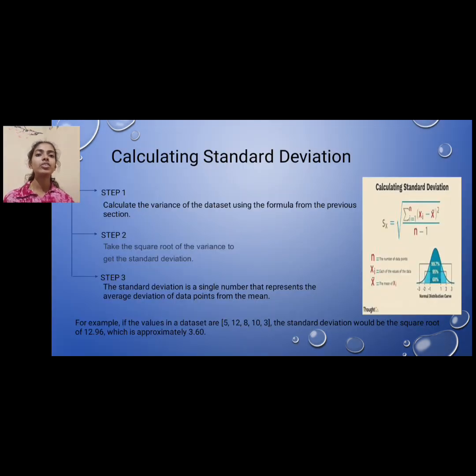Calculating standard deviation. Calculate the variance of the dataset using the formula from the previous section. Take the square root of the variance to get the standard deviation. Standard deviation is a single number that represents the average deviation of data points from the mean. For example, if the values of the dataset are 5, 12, 8, 10 and 3, the standard deviation would be the square root of 12.96, which is approximately 3.60.